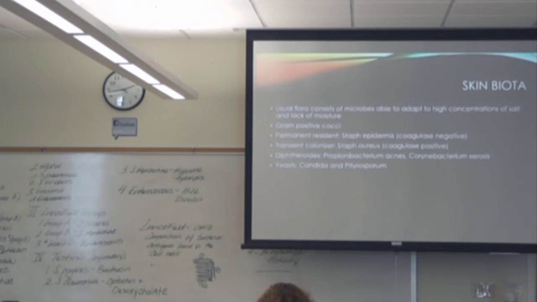Take a look at permanent resident and transient colonizer. So permanent resident, we have Staph epidermis, epidermis meaning skin, of course. And then transient colonizer, you have Staph aureus. So it comes and it goes. Okay, you also have yeast, candida. Anybody familiar with candida? Candida albicans. Does that ring a bell? That'd be more opportunistic, I think. But Candida albicans is the one that causes thrush in the mouth, a lot of times with newborns. Okay.